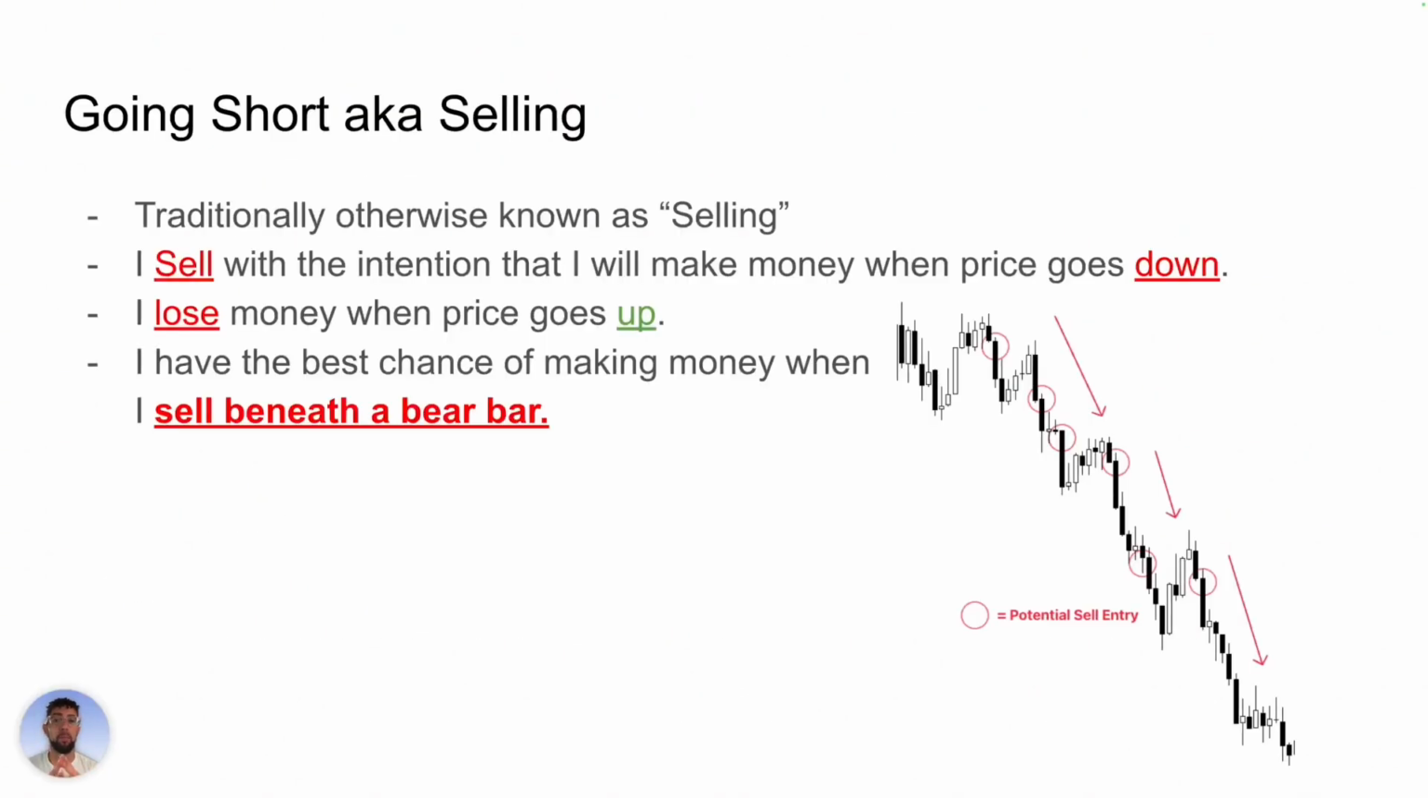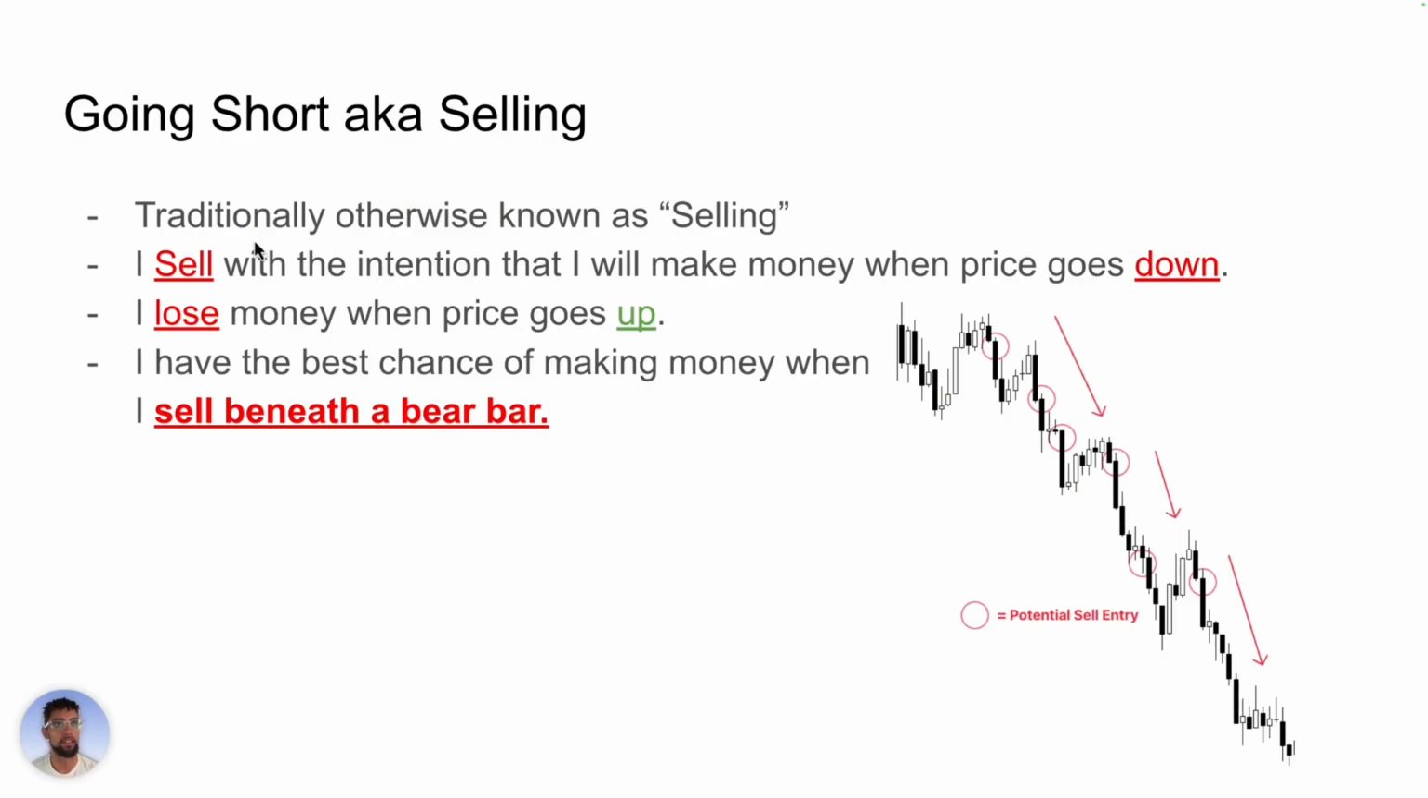So we just talked about buying, or when you want to enter when price is going up, right? Now we're going to talk about the opposite, and that is selling or going short or when price is going down. It works in the inverse way of buying. So like when you buy, you want to buy above a bull bar, but when you sell, you want to sell beneath a bear bar. Right? So let's get into this slide.